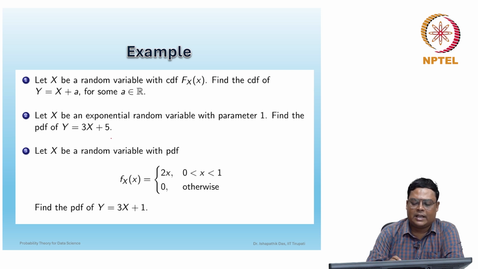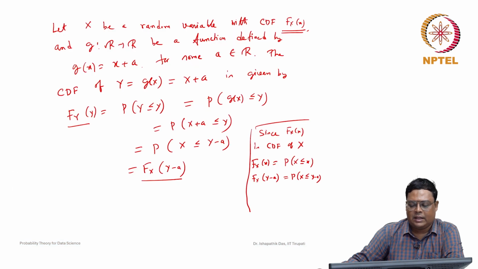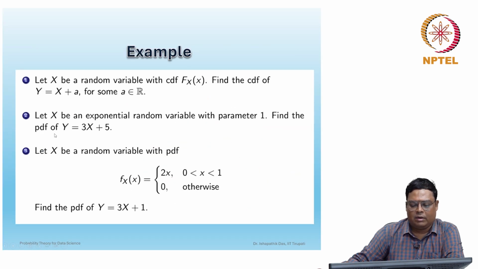This is just the general case; we can have some particular example. Let X be an exponential random variable with parameter 1. Find the probability density function of Y equal to 3X plus 5. So how will we do that? In the earlier case it was just an addition. Now here we can take some multiplication also, 3X plus 5, but we will do it similarly. In this question it is asked for the probability density function. Because it is a continuous case, it is easy to find the cumulative distribution function first. Now let us do that.